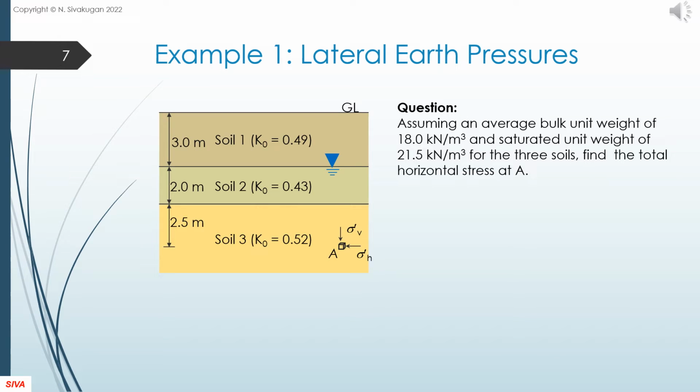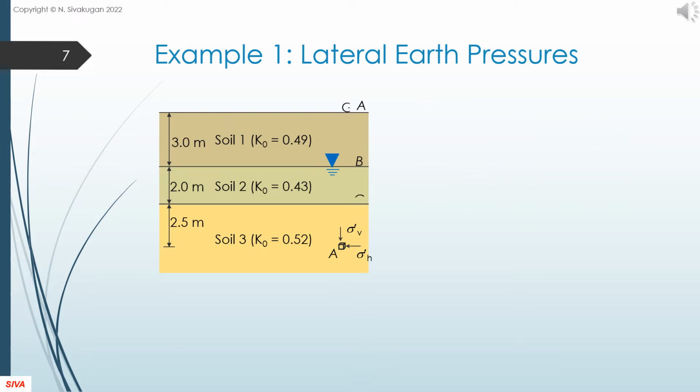First, you find the effective vertical stress at A, sigma V dash. Multiplying this by K0 of 0.52 gives the effective horizontal stress sigma H dash. Adding the pore water pressure to this gives the total horizontal stress at A.